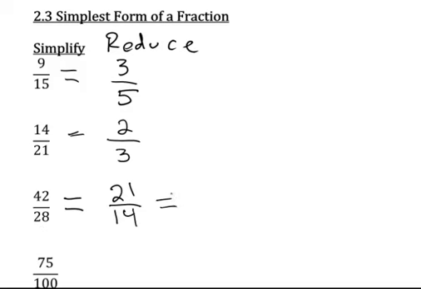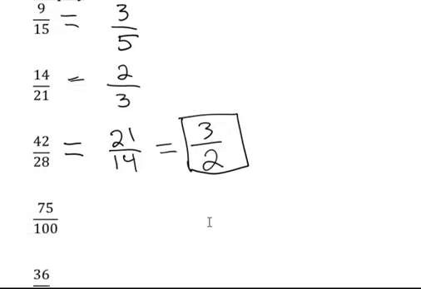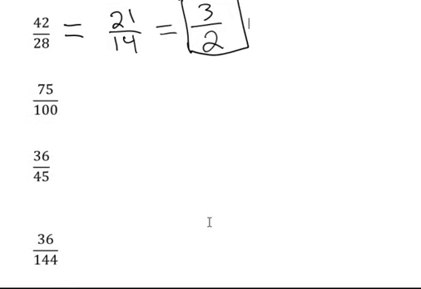Now this looks very similar to the problem we just did. The only thing is the numbers are reversed. So I know I can still divide them both by 7. 7 goes into 21 3 times. 7 goes into 14 2 times. And I'm done. So now let's take a look at the next problem that I have here.